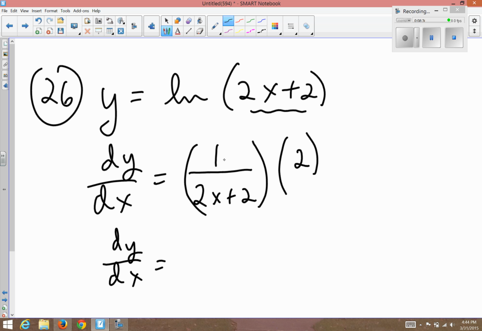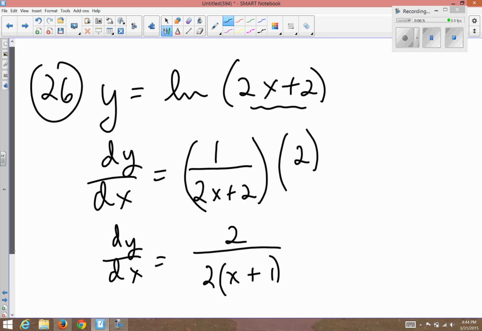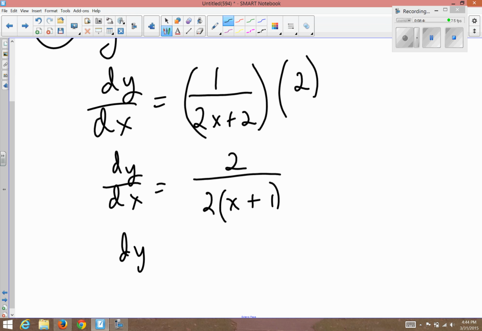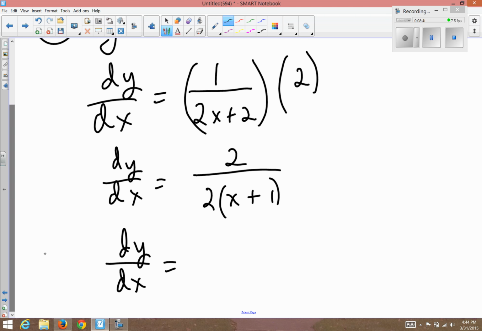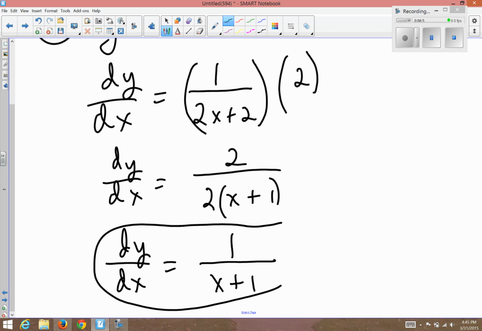So 1 times 2. This 2x plus 2 could be written as 2 outside of x plus 1. So the answer to exercise 26, in the simplest form, the derivative of y with respect to x is 1 over x plus 1. Because these 2's cancel.